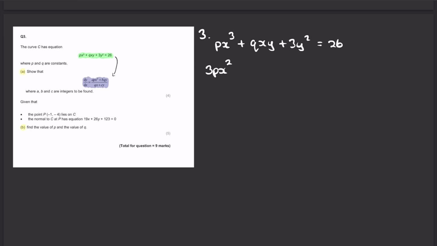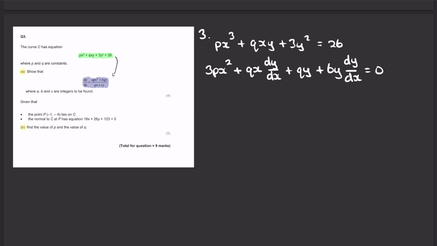So moving on, we have qxy, so obviously here we just use the product rule. We've got qx dy by dx plus qy, and then for the third term over here we have plus 6y dy by dx. And this obviously equals 0 because there's no x and y over here. So now we've got this. Whoa, in your face. So just one more time before we simplify anything else.